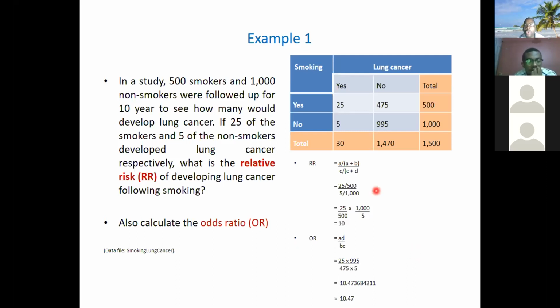So in that case, we put 25 over 500, everything divided by 5 over 1,000. Can you see? This 25 over 500 is the risk among the smokers. The 5 over 1,000 is the risk among the non-smokers. If you solve your formula, it gives you 10. So what it tells you is that smokers are 10 times more likely to develop lung cancer than non-smokers.